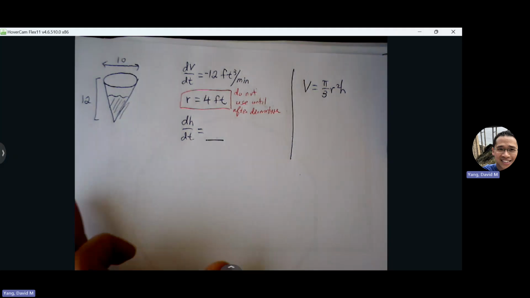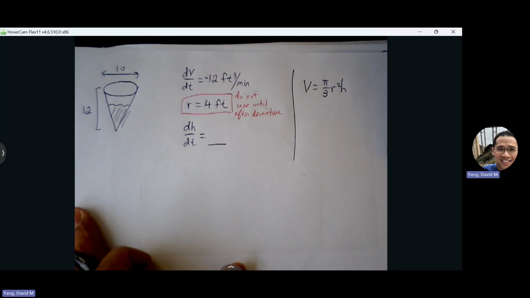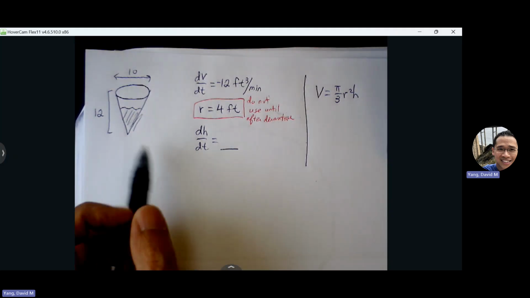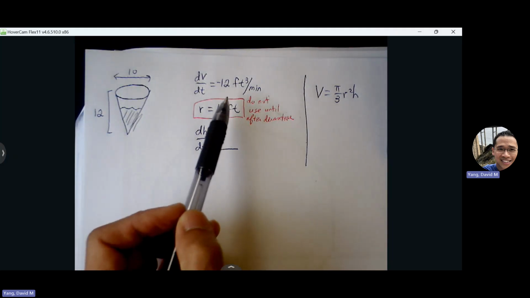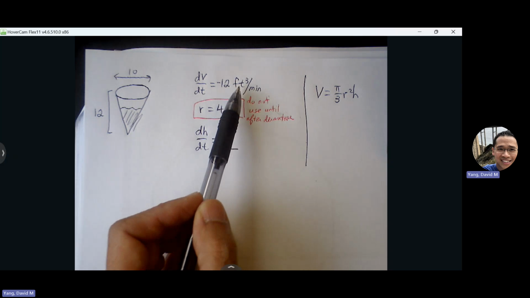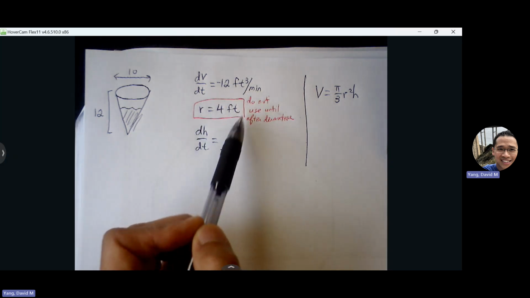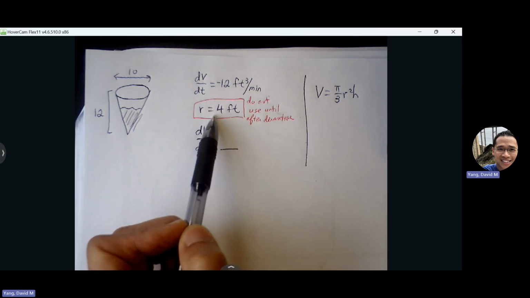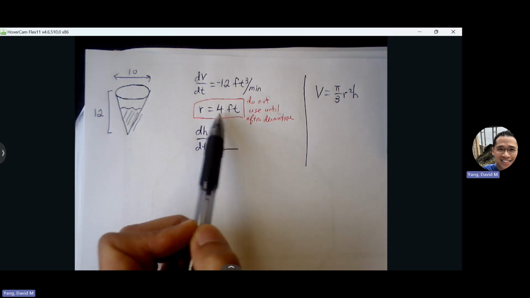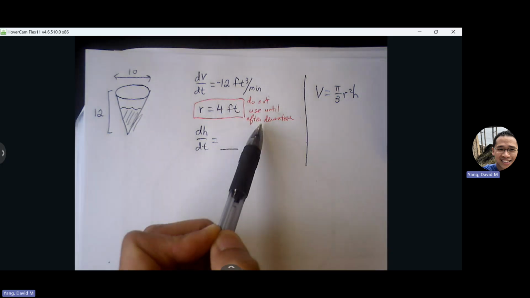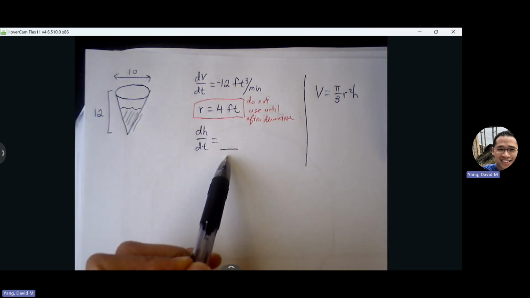This is the information that we have so far. We have the dimensions of the cone. We know that dV/dt is -12 cubic feet per minute. We have the radius of the water level at the moment in time, but we don't want to use that in our proportion. We'll save that till after the derivative. And then ultimately, we're looking for dh/dt.